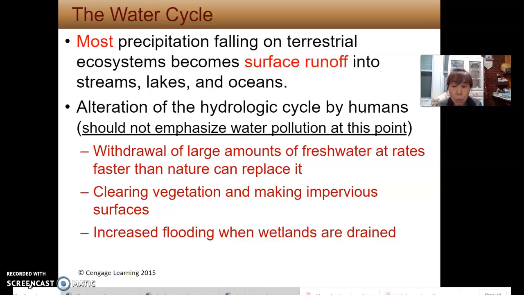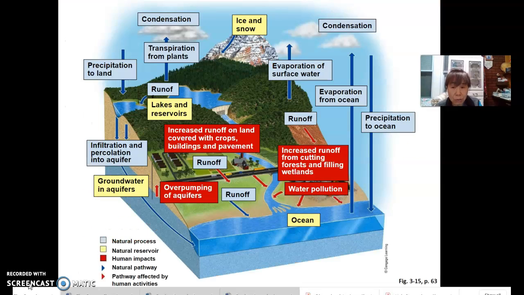Okay, so number 1, we withdraw large amounts of fresh water at rates faster than nature can replace it. So we make the water underground less. Okay, and then clearing vegetation and making impervious surface area. When we clear vegetation, there's less transpiration. Also, less water is able to sink down into the ground. And then we also increase flooding because we destroyed the wetlands and the vegetation. So there's nothing to hold water. Water just rushes through to flood somewhere else.